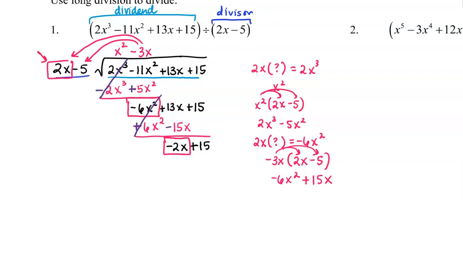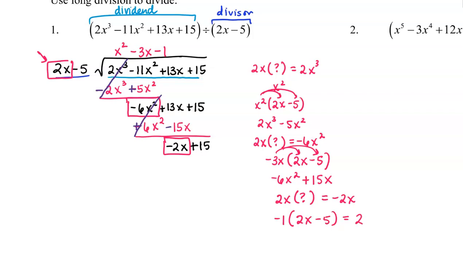I now look at the same leading term from the divisor, which is still 2x, and now the new leading term under the dividend, which is a negative 2x, and I ask myself, what do I have to multiply 2x by in order to get a negative 2x? And the answer is negative 1. So I put a negative 1 on top. That negative 1 on top needs to get multiplied by the entire divisor of 2x minus 5. Distributing that leaves us with a negative 2x plus 5. I'll line that up under our dividend.